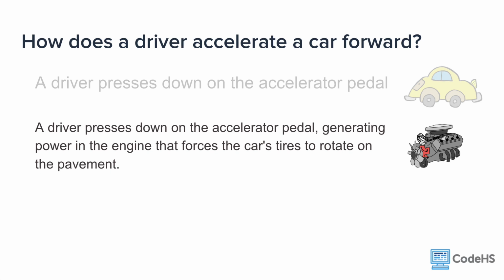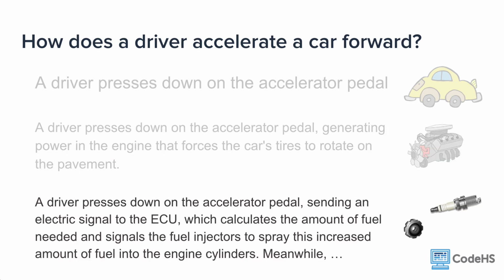A driver presses down the accelerator pedal, generating power in the engine that forces the car's tire to rotate on the pavement. The average driver might not need to know all of this, but it could be helpful for those who are curious. You could take this even a step further, like this. A driver presses down on the accelerator pedal, sending an electric signal to the ECU, which calculates, etc., etc. This seems like way too many details for an average driver of a car to know. It may be relevant for a car engineer, but not for most people.